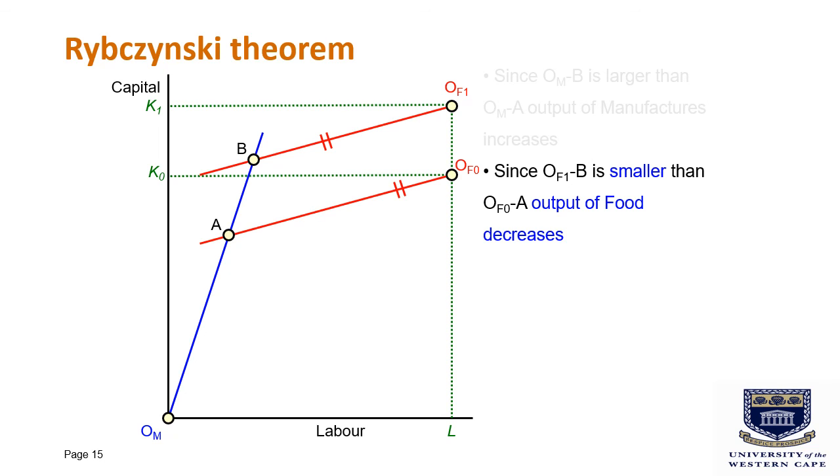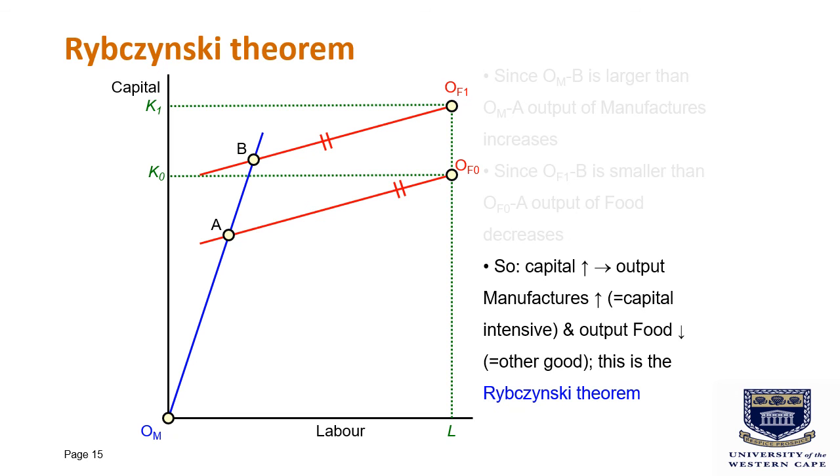And because that length of the line is now shorter, we're actually producing less food, which is exactly what the theorem says. The theorem shows that with the capital increase, production has increased in the manufacturing sector, but unfortunately in the food industry, which is not as capital intensive as the manufacturing sector, production has actually decreased. And that's your Rybczynski theorem.